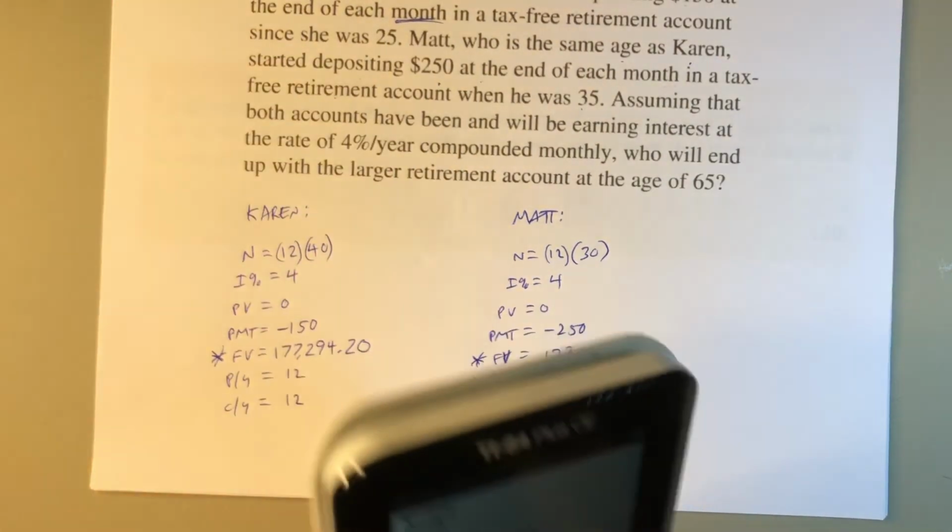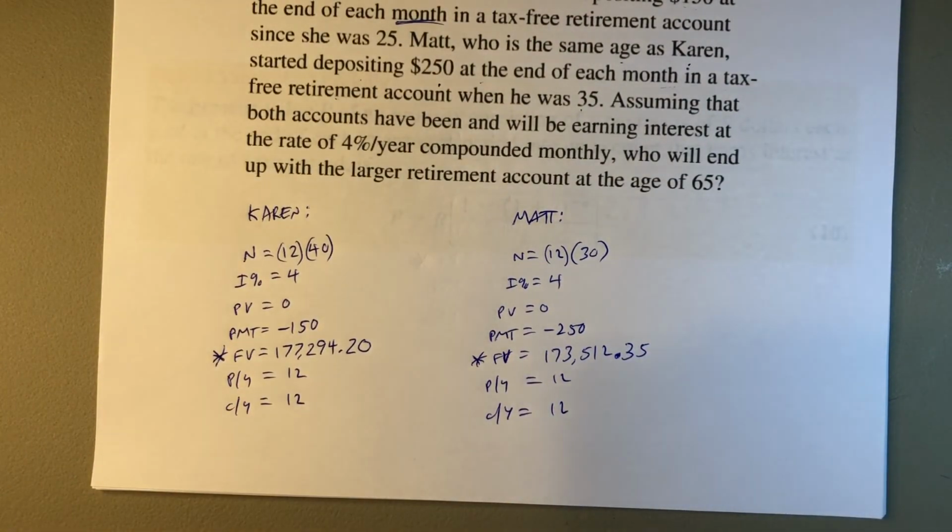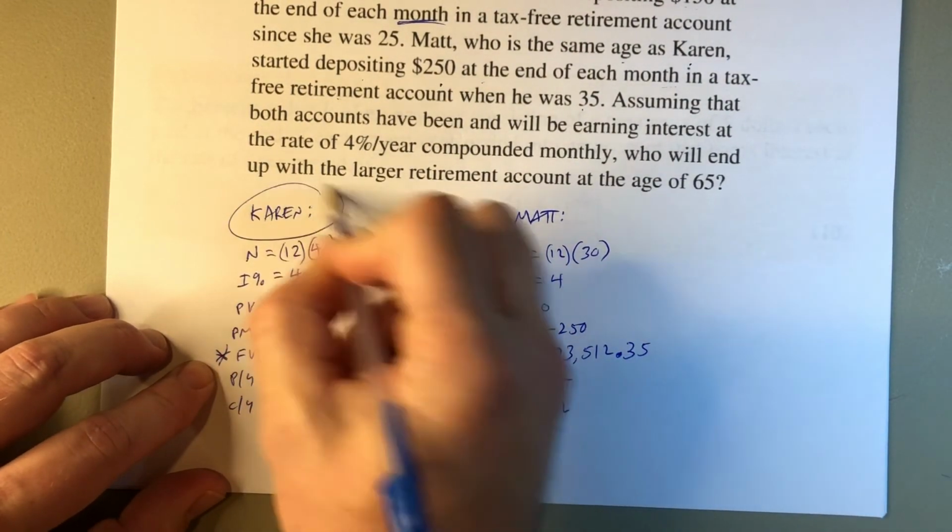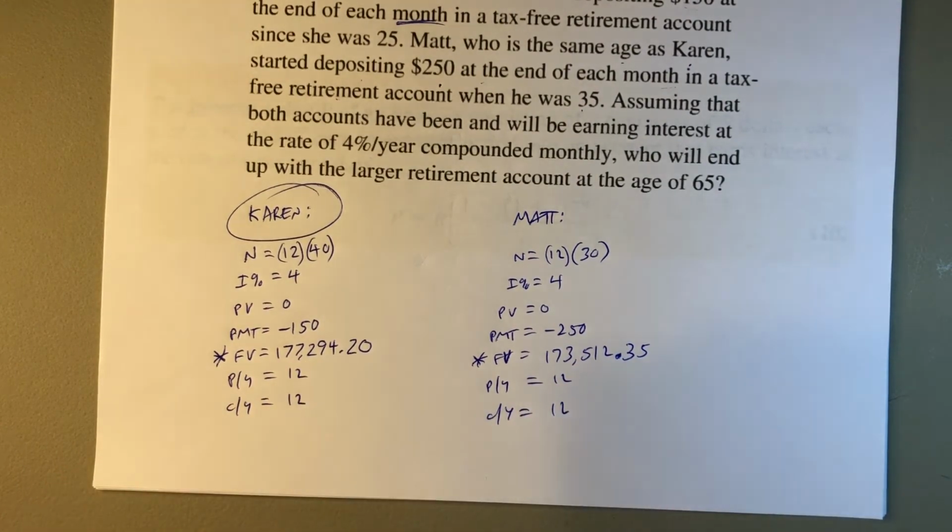Okay, so who will end up with the larger retirement account at the age of 65? Karen is the big winner. This is more money than that. All right.